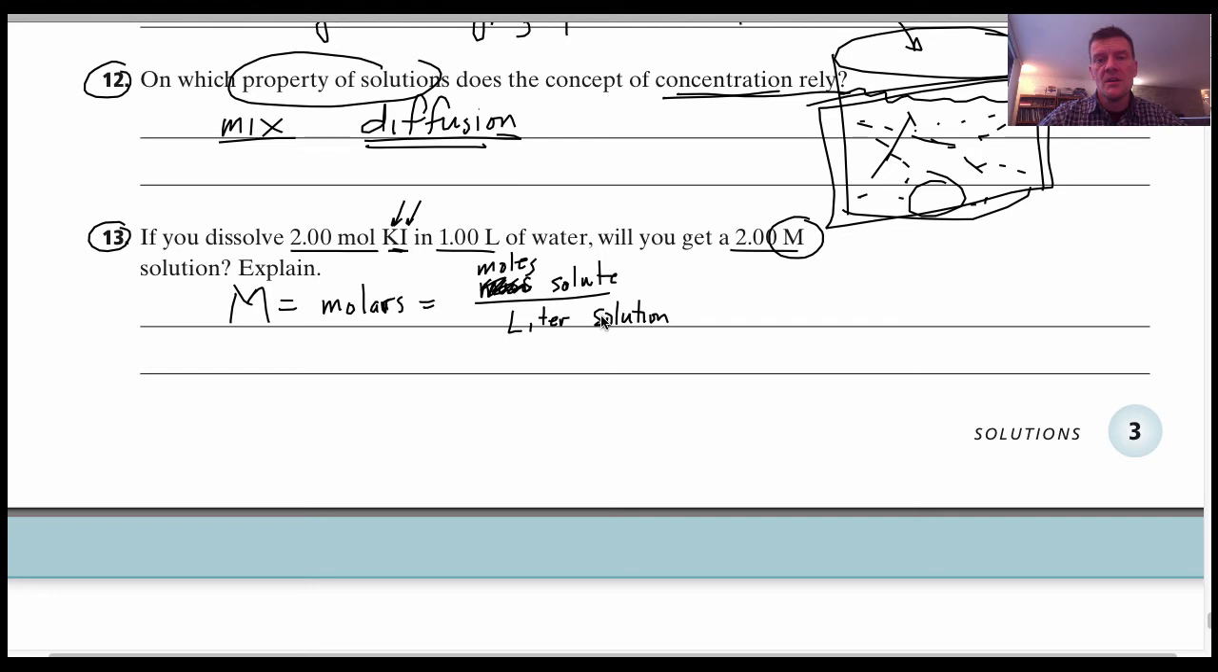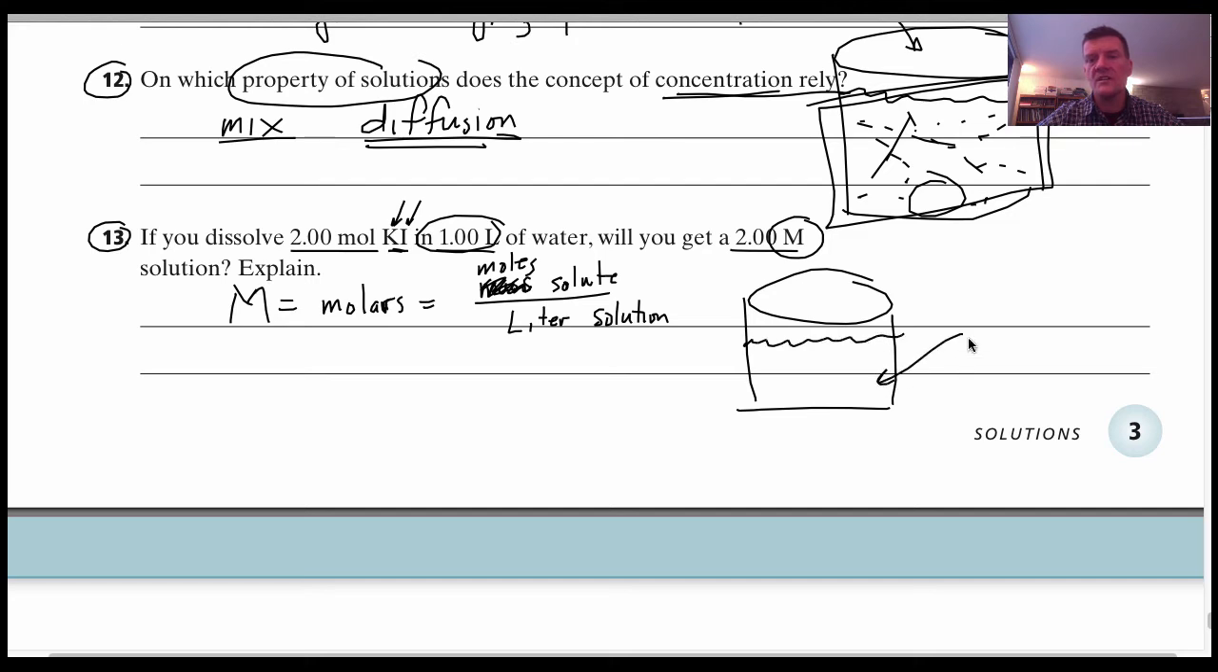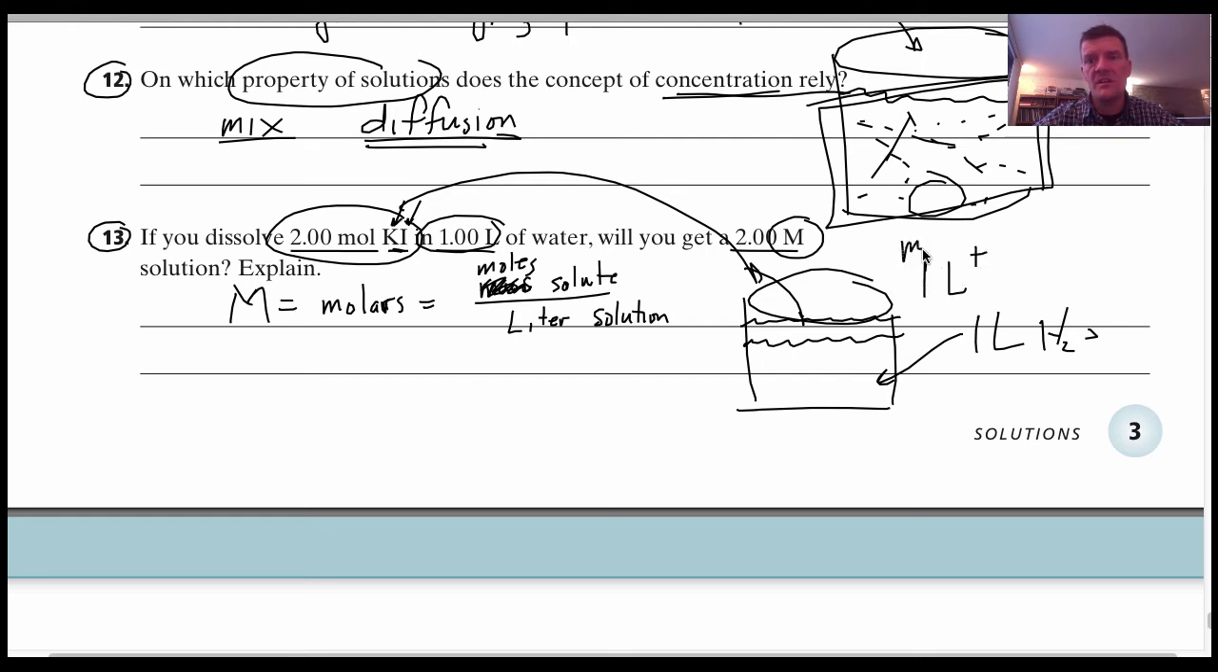Okay? So, notice it doesn't say liters of the solvent. It's not liters of the water. It's liters of the total solution after you've made the solution. So if you have, again, here's our beaker, and I have a liter of water. That's 1 liter of water already there. Okay? And if I take then some potassium iodide and I put it in there, guess what's going to happen to the volume of this? The volume is going to go up. So now I don't have a liter anymore. I have more than a liter. Okay? I have 1 liter plus more.